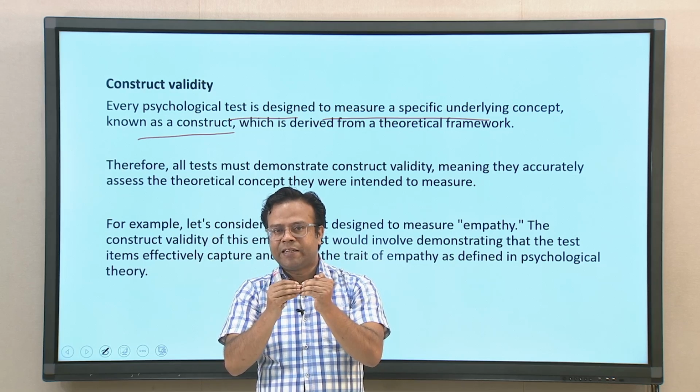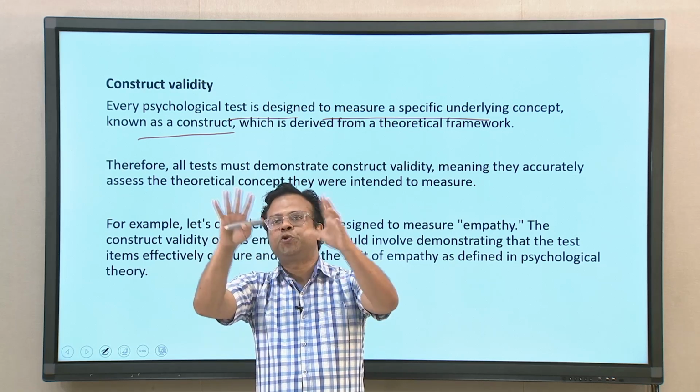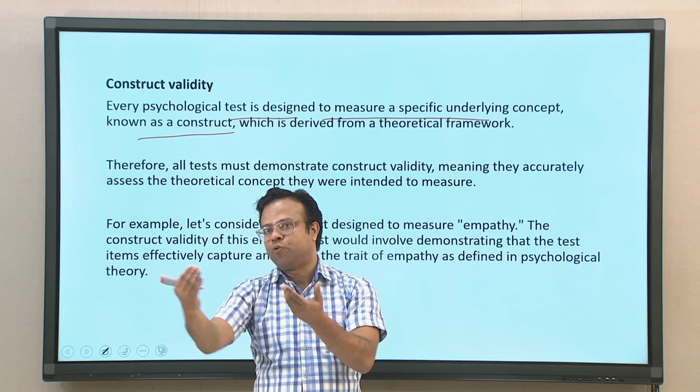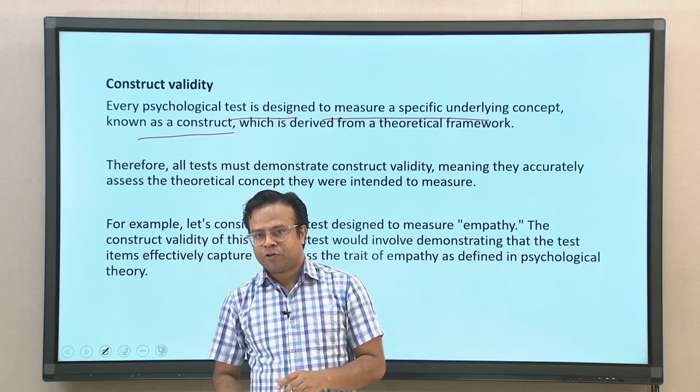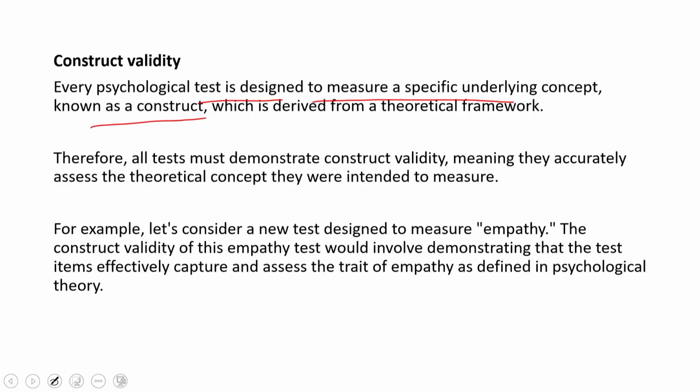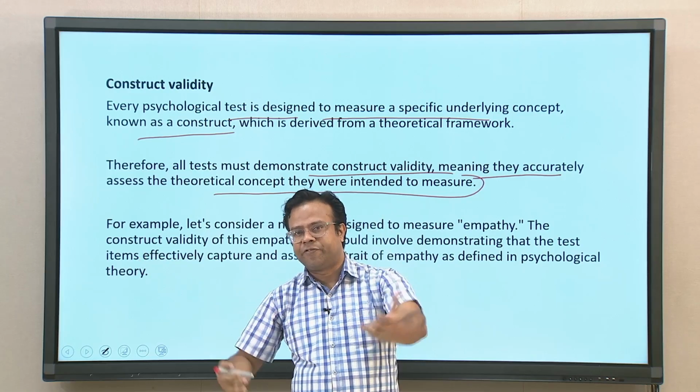So, construct validity looks at the conceptual background from which the particular concept you are trying to measure comes. Therefore, all tests must demonstrate construct validity, meaning they accurately assess the theoretical concept they are intended to measure. From whatever theoretical background this particular concept or construct comes, it should fit with that theoretical paradigm, then it has construct validity.